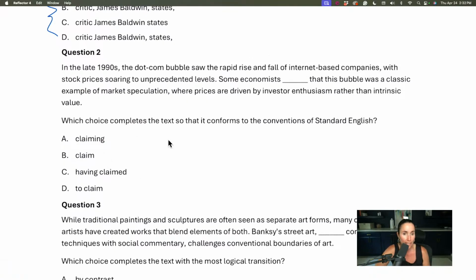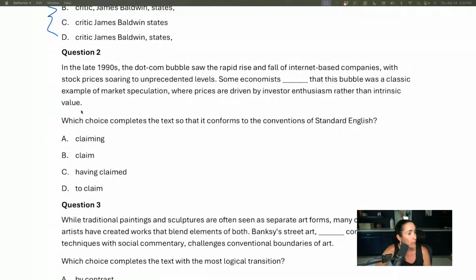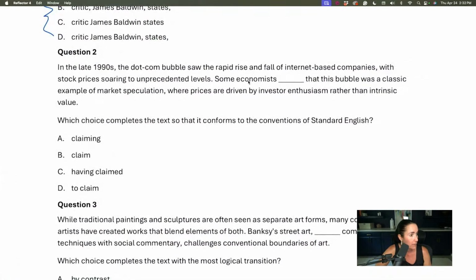Again, I'm going to be looking at my answer choices here. And you can see I have claiming, claim, have claimed, to claim. This is going to be a subject-verb agreement. Oh my God, am I having technical problems today or what? This is terrible. Something is going on there. Subject-verb agreement. You're going to have some sort of subject, and the verb, claiming, claim, have claimed, or to claim, needs to match it. So let's just start right here where we have some economists right here.